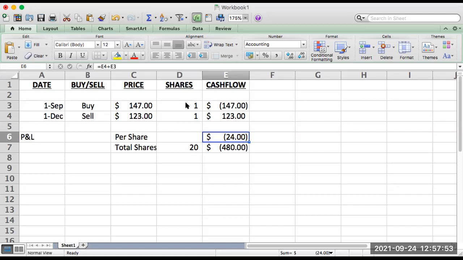So this is just a very simple example. We buy one share at $147. We sell it at 123. Well, that's a loss of how much? $24 per share. And we did one share in this example. So your total on trading one share is a loss of $24.